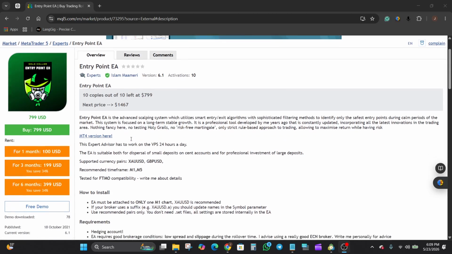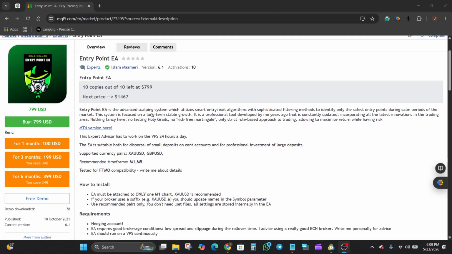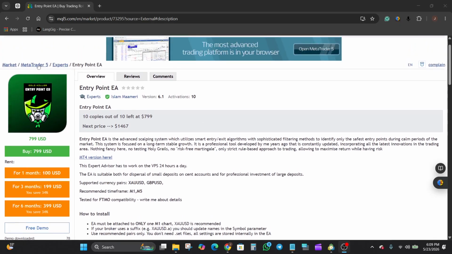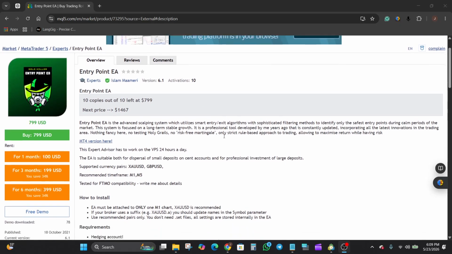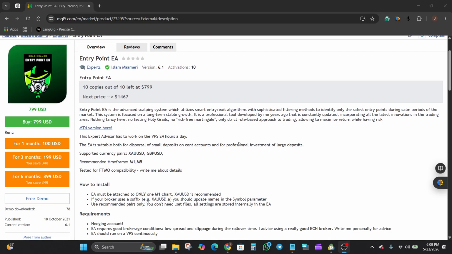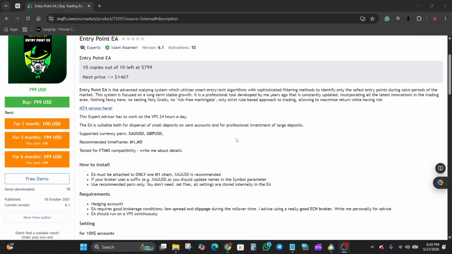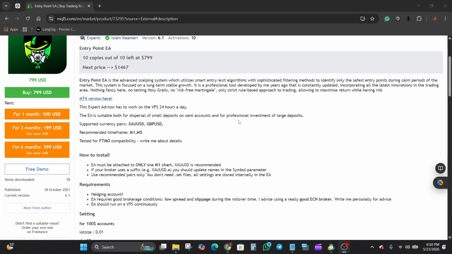So from the page here, I can confirm that this EA supports both MT4 and MT5. All right, so I'll be reviewing it with that in mind throughout this walkthrough. Scrolling through the description, the developer presents entry point EA as a scalping system that focuses on identifying what it calls safe entry points during calmer market conditions.